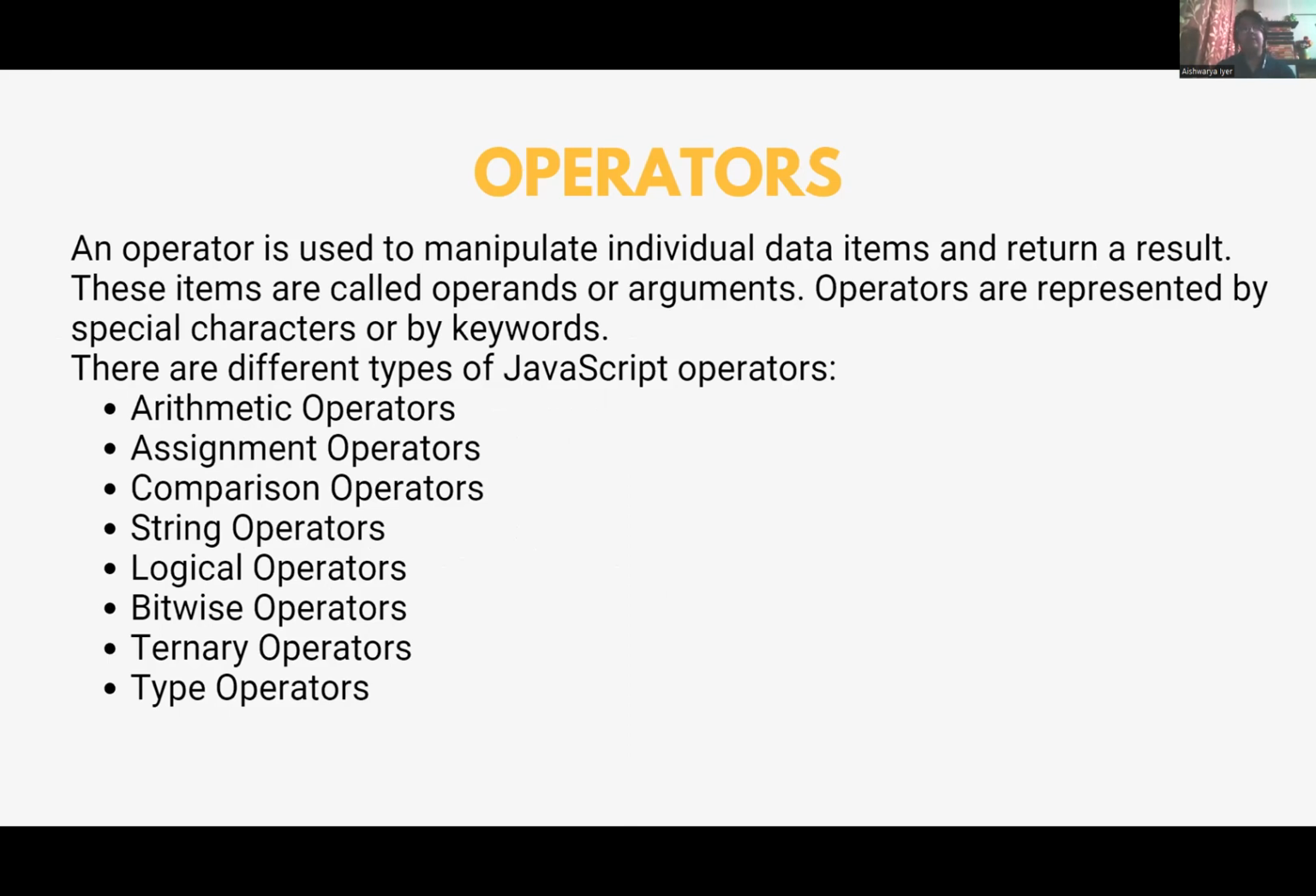Next is operators. It is used to manipulate the individual data items and return a certain value. For example, 2 plus 3. So the 2 and 3 are operands and plus is the operator which is used over here. Also, there are different types of JavaScript operators, let's say arithmetic operators, assignment operators, comparison operators, string operators, logical, bitwise, ternary, and type operators.